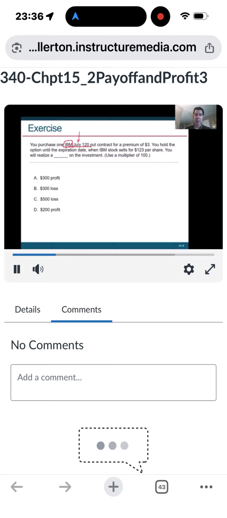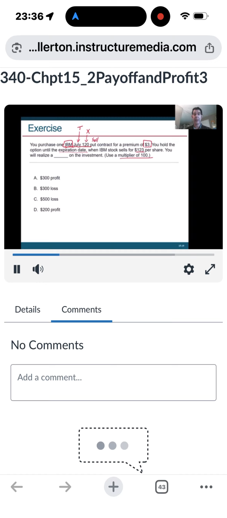And then what is the 120? The 120 is the strike price. Okay, so think of this as telling me the expiration date. The 120 is the strike price. And then it's a put. A put is an option to sell. So that's sort of a shorthand terminology. IBM July 120 put gives me all the essential information. Okay, this is selling for a premium of $3. And again, we remember premium is another name for the price. You hold the option until the expiration date when IBM stock sells for $123 per share. You will realize a blank on the investment. Use a multiplier of 100.